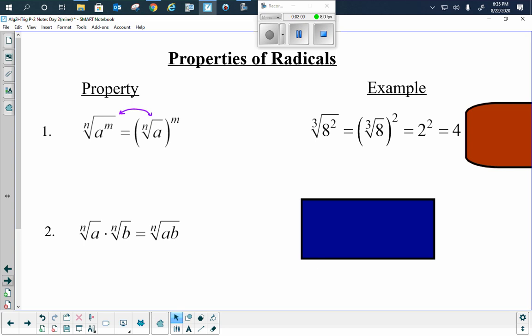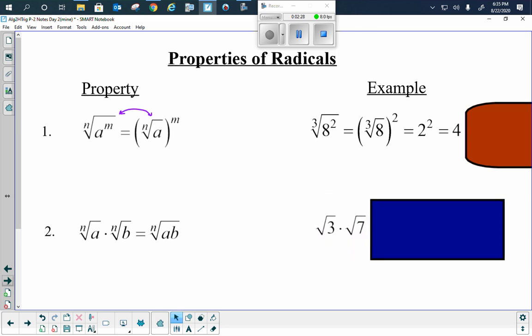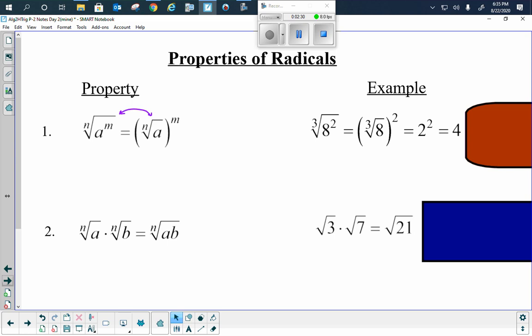For property 2, if you're multiplying with the same index, so the nth root of a times the nth root of b, then it just becomes the nth root of a times b. You guys know that square roots multiply by square roots, cube roots multiply by cube roots, but they don't interchange without some extra work. So let's say we're doing the square root of 3 times the square root of 7, then we would know that that's the square root of 21.